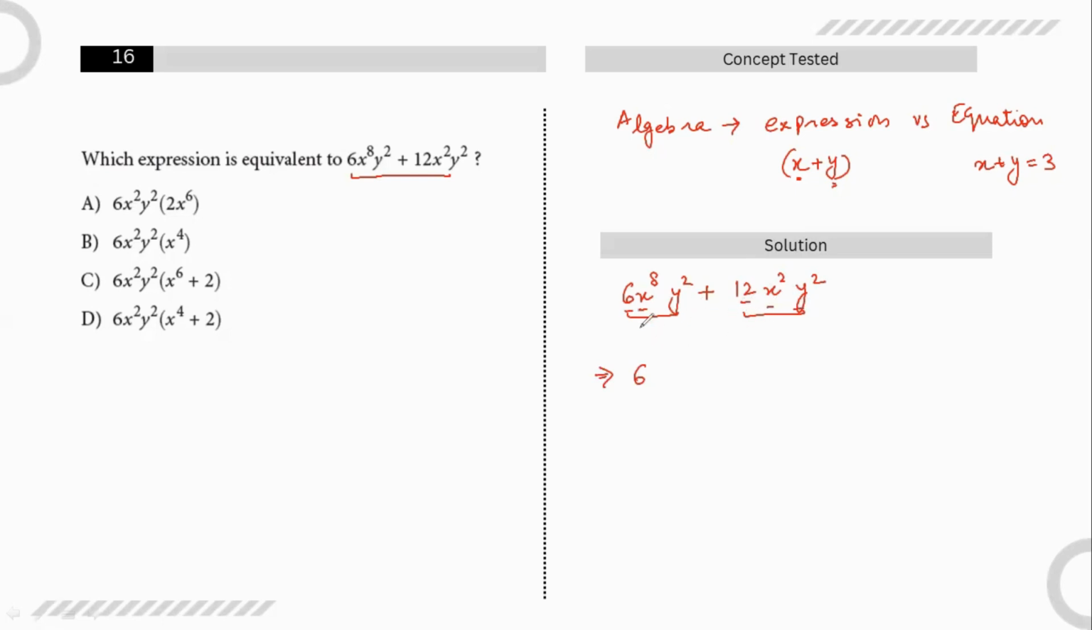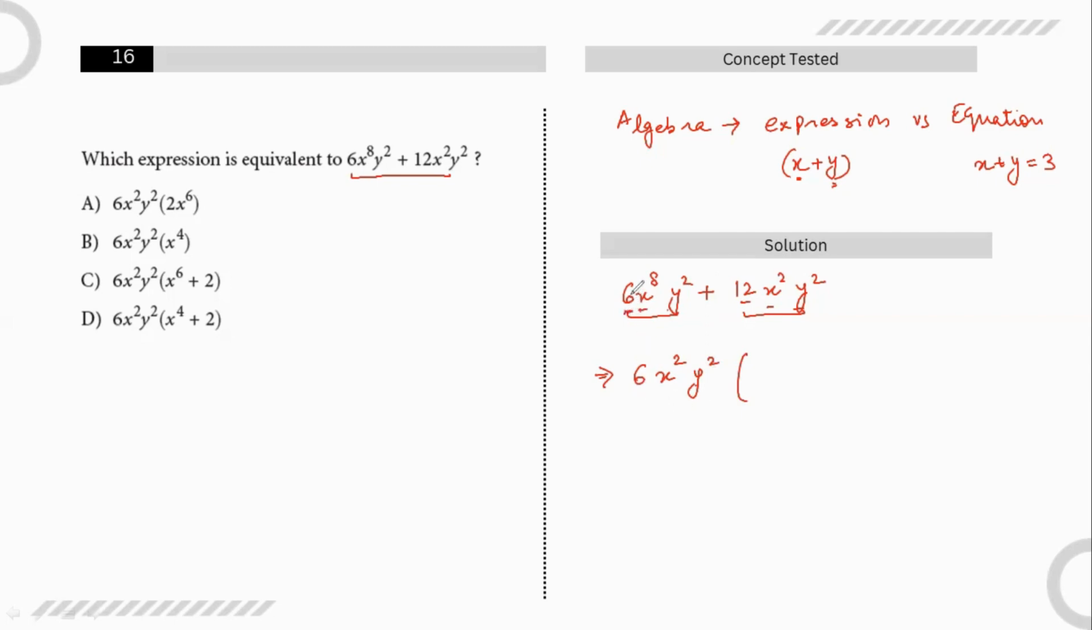And what is the maximum power of x that can be taken common? Out of 8 and 2, 2 can be taken common. Why? Because you cannot take anything apart from x raised to power 2 common from the second term. And what about y? The maximum for y is going to be 2. And what will be left inside?